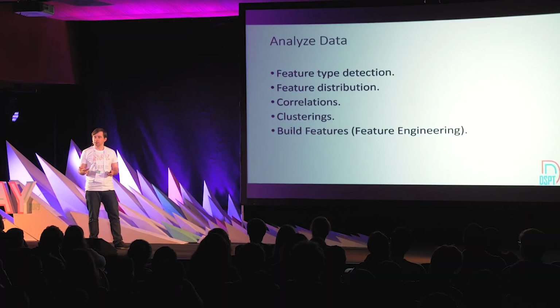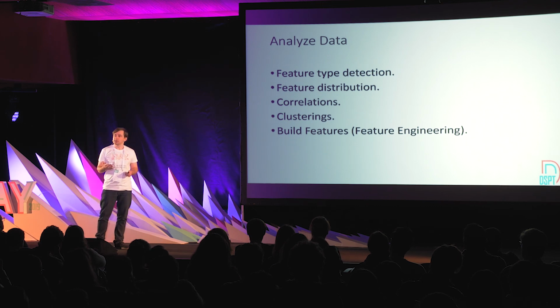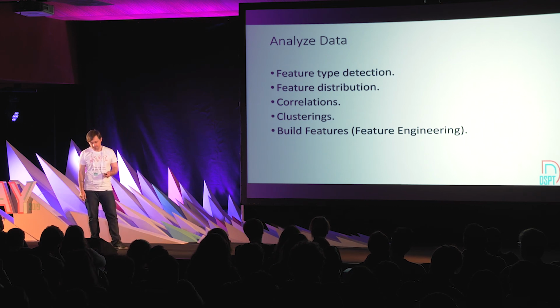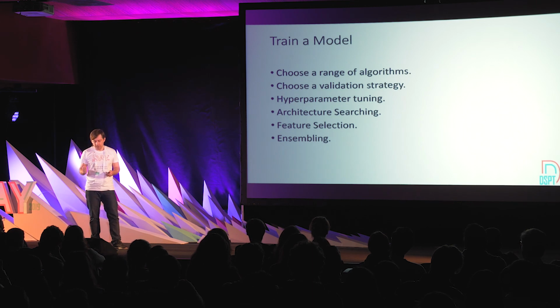Analyze the data. This is the next step. So feature type detection, feature distribution, correlations between features, clusterings, feature engineering. All these steps can be automated using autoML. Then training a model, choosing the range of algorithms. What are the algorithms that we can use to fit that specific data set, right? Usually, just by looking at the data set or the problem, it's possible to define a range of training algorithms to be used. And autoML does it for you.